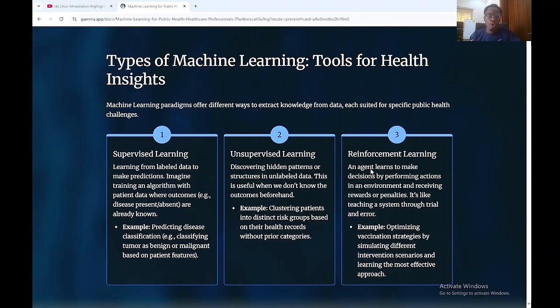And this is going to really make a lot of sense for somebody who wants to get started with machine learning, because you must understand the several paradigms of machine learning. So for reinforcement learning, think about it as trying to optimize vaccine strategies by simulating different intervention scenarios and trying to learn the most effective approach. Whenever it returns an approach that is not effective, you have to correct it: no, this is not effective, and then it learns from that pattern.